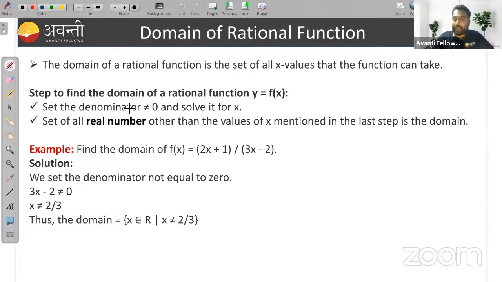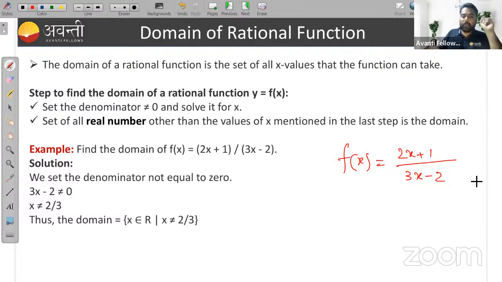So step to find domain of a rational function. Suppose you have a function. By example, I am trying to understand it. Okay, f of x is equal to 2x plus 1. Again I am writing f of x is equal to 2x plus 1 upon 3x minus 2. है ना? The first step is you have to solve the denominator is not equal to 0, because if the denominator becomes 0, then the function will not be defined, right? So that's why what I'm doing, 3x minus 2 is not equal to 0 को मैं solve किया, so x must be not equal to 2/3, right?